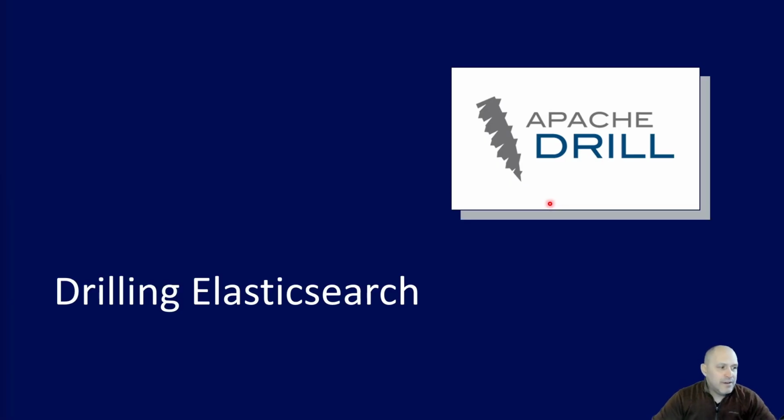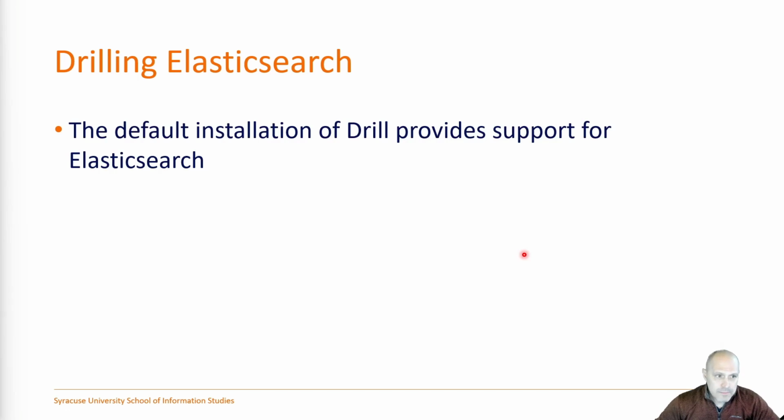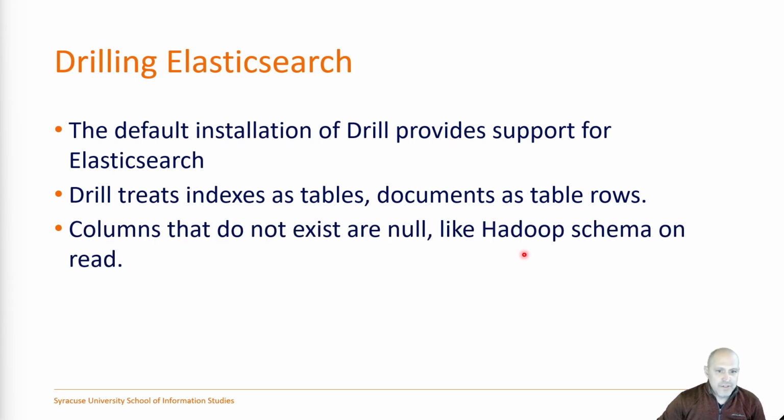All right, we're back here and we're drilling Elasticsearch now. Now, Elasticsearch does support drill. It's kind of in beta right now, but that could change. Probably will change a lot in the future. Basically, drill is going to treat your indexes as tables and your documents as table rows. And anytime it tries to query out an attribute that's not there, you'll just get null, just like Hadoop does with schema on read.